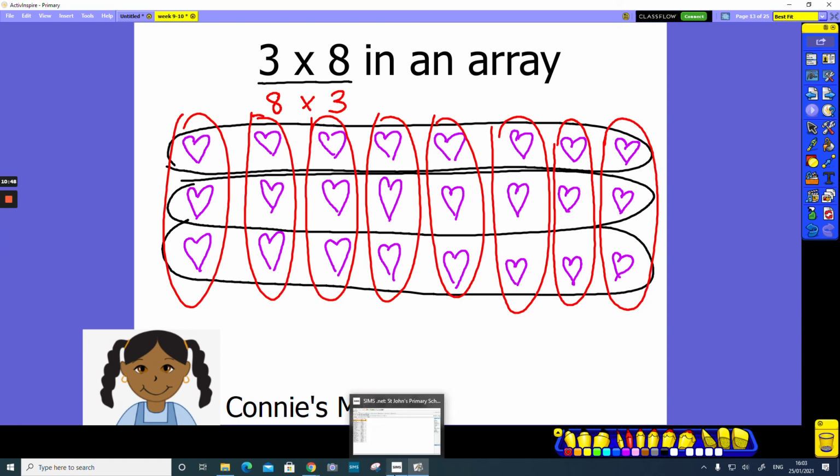Well done. Did your picture look like this? I have circled in red 8 groups of 3. We had the same number of hearts, whether there's 3 groups of 8 or 8 groups of 3, but it's just a different way of representing the times table or the number of hearts.